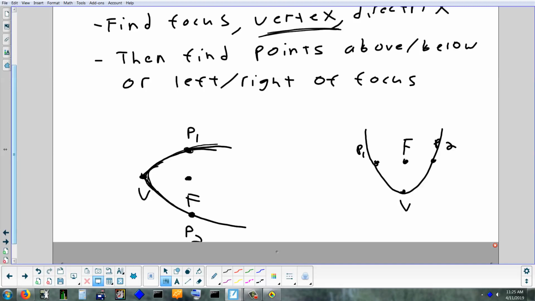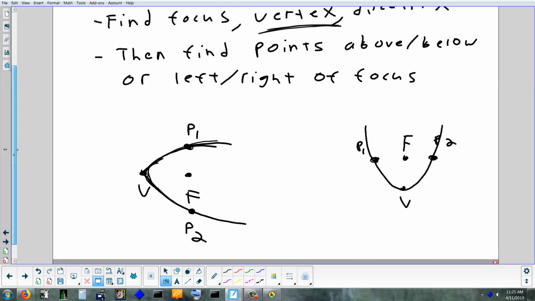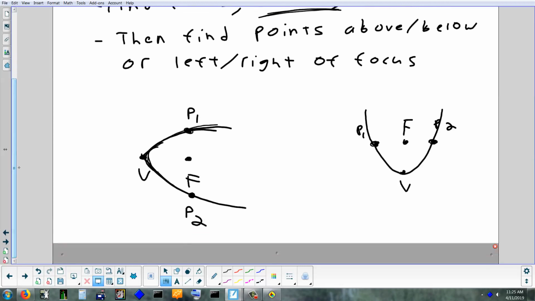sketch. Okay. Now, if the parabola opened up, it wouldn't make sense to find a point above and below the focus. Left and right. That's what you'd be looking for. Okay, so when you graph a parabola, try to get 3 points, and then just connect them. Okay. Any questions on that idea?